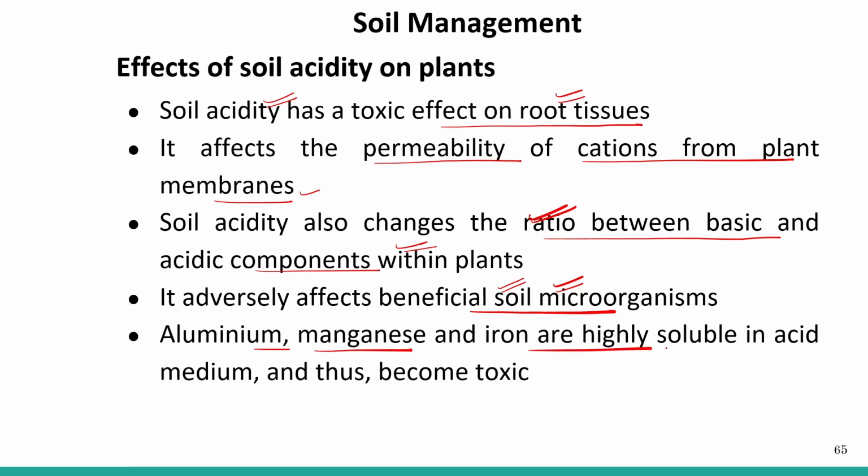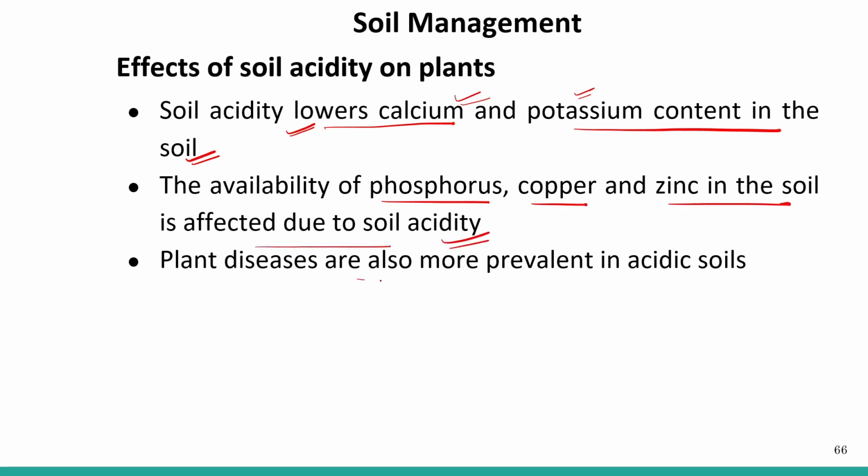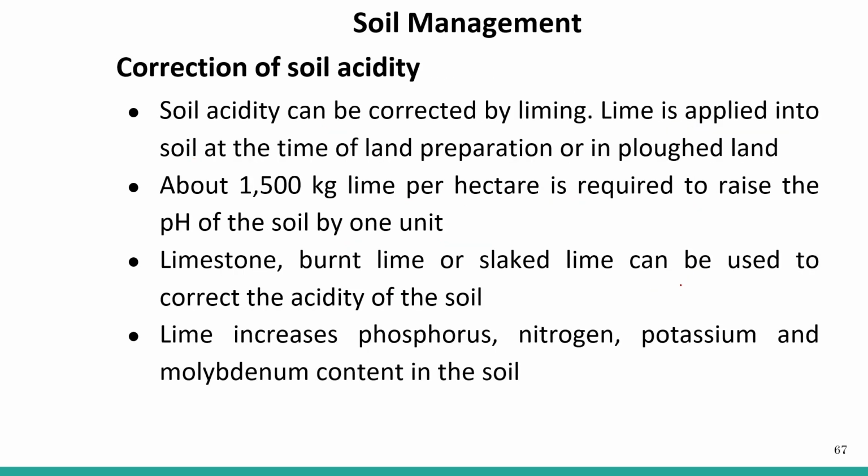Aluminium, manganese and iron are highly soluble in acidic medium and thus become very toxic to plants. Soil acidity lowers the calcium and potassium content, which then is not available to the plants. The availability of phosphorus, copper and zinc in the soil is also affected due to soil acidity. Plant diseases are also more prevalent in acidic soil. So acidic soils are not good for the crop.